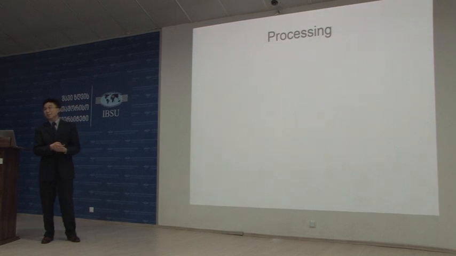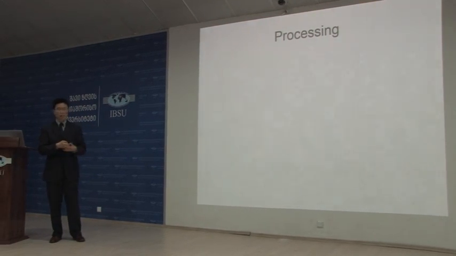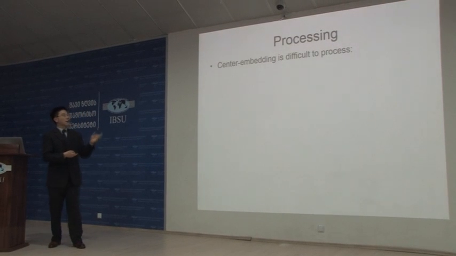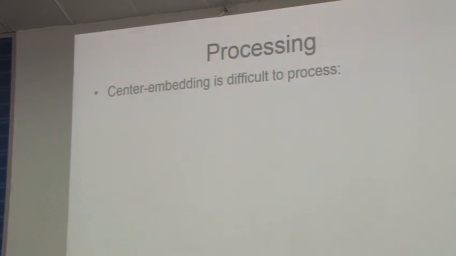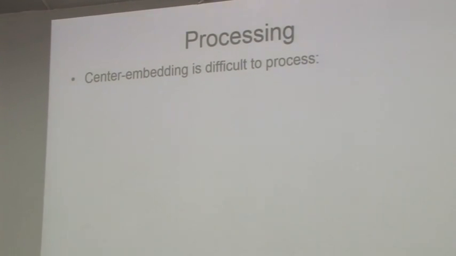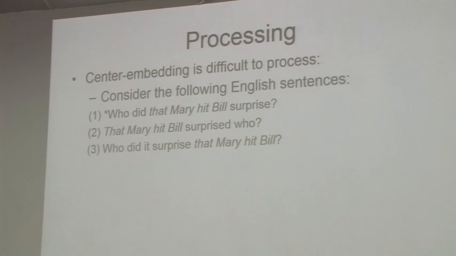There are also processing difficulties that might explain constraints on the kinds of languages that you have. For instance, there are certain kinds of sentences, which use center embedding, that are difficult to process. So in English, you would have a sentence like, "Who did that Mary hit Bill surprise?" Now, if I said that slowly, you can make sense of it, but basically, it's not grammatical. What I'm trying to say is that Mary hit Bill surprised someone. Who was that person? Who did that Mary hit Bill surprise?